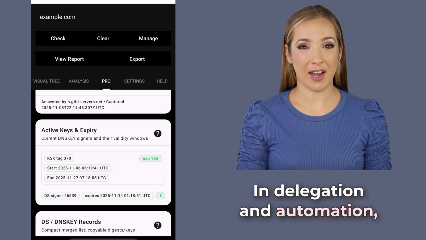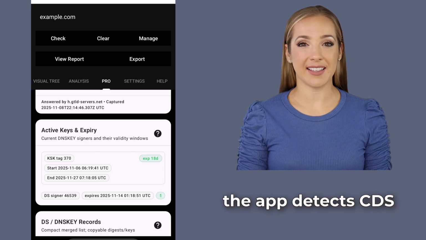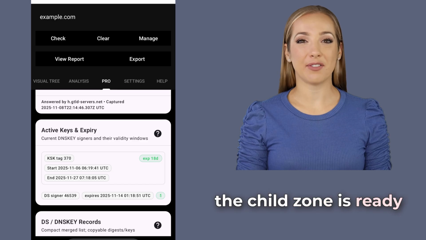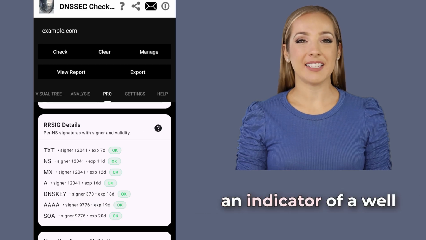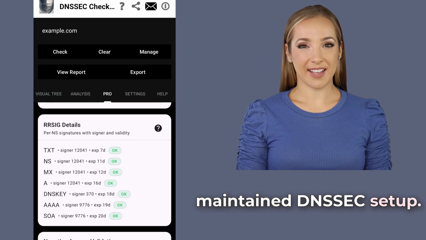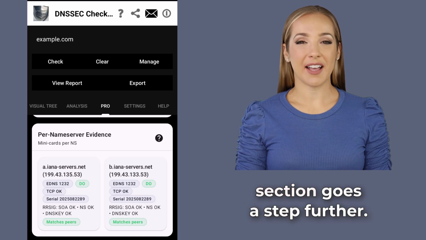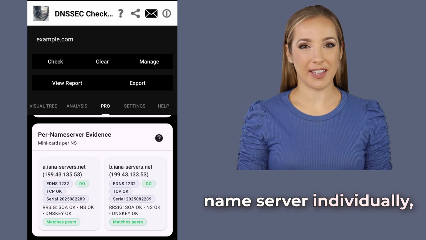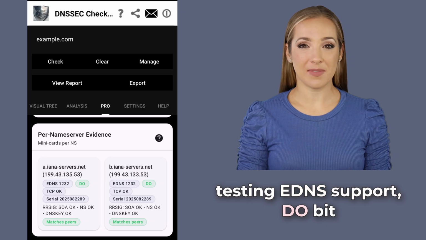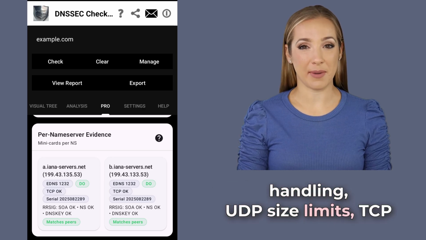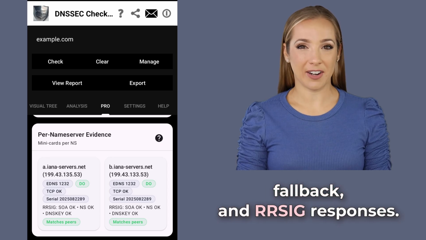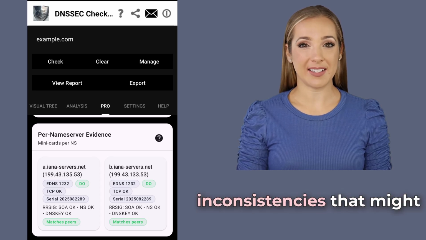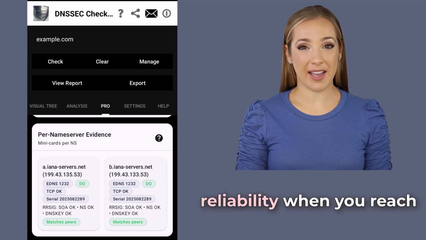In Delegation and Automation, the app detects CDS and CDNSKEY signals. These records show that the child zone is ready for automated DS updates, an indicator of a well-maintained DNSSEC setup. The Per Name Server Evidence section goes a step further. It examines each authoritative name server individually, testing EDNS support, DO-bit handling, UDP size limits, TCP fallback, and RRSIG responses. This level of analysis helps diagnose subtle inconsistencies that might affect validation reliability.